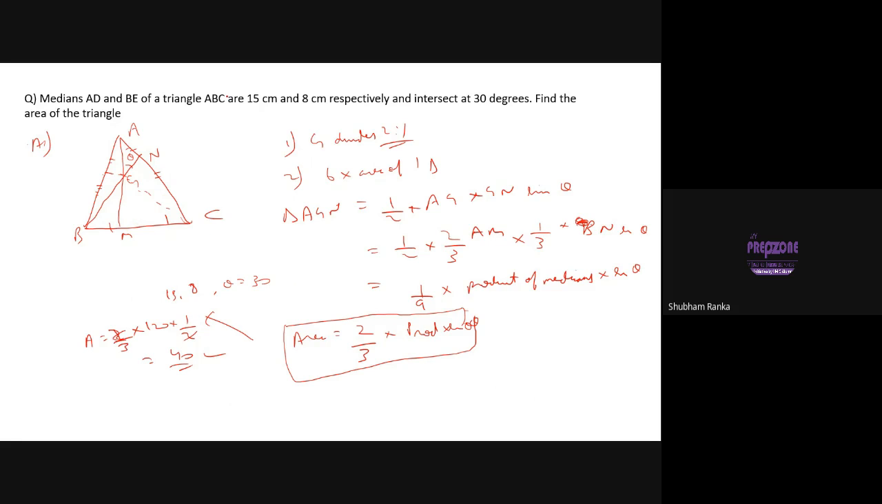The CAT question gave the medians as probably 9 and 12, if I'm not wrong, and they mentioned that the medians are perpendicular. So perpendicular medians means this will be 90 degrees, and they had asked the area directly. People who had seen this problem or known this result, because it's a fairly standard one, would have directly applied 2 by 3 into 9 into 12, sine 90 is 1. So 2 by 3 into 9 into 12 is basically 72 would be the answer in that case for the CAT problem. Again, I'm not sure of the lengths 9 and 12, but yeah, this is the concept.